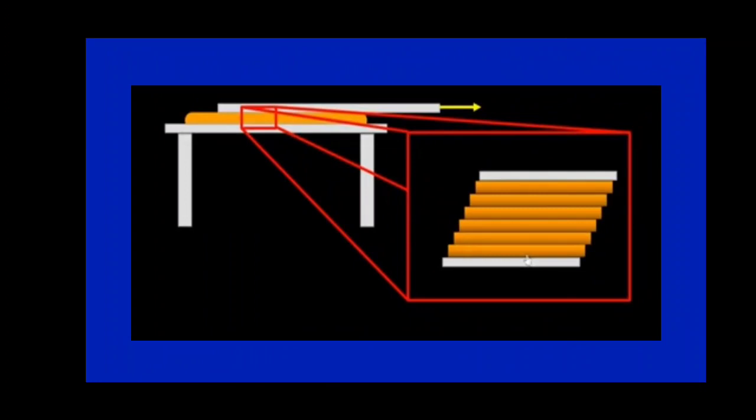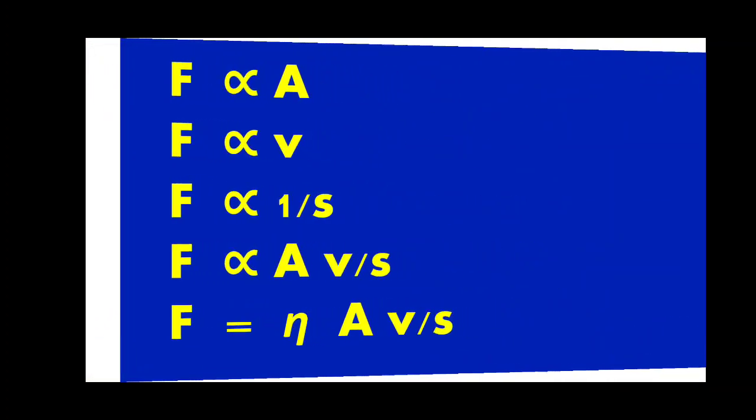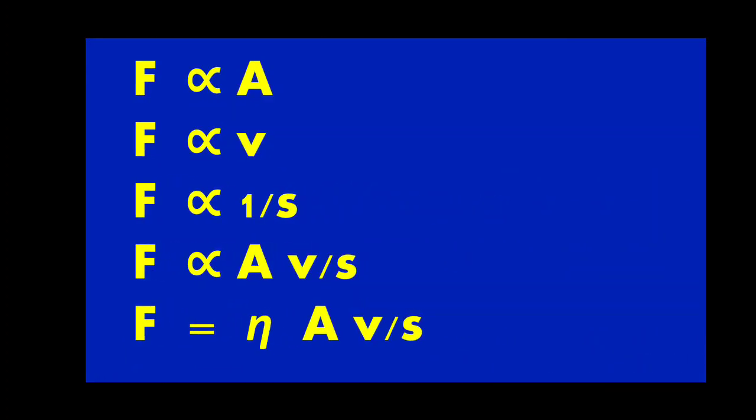So what do you understand by this? That the force applied on this plank is directly proportional to the area of contact, and it is directly proportional to the velocity of the moving particles, and the force is inversely proportional to the distance between the layers of liquid.